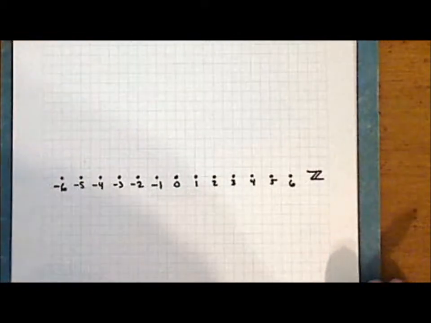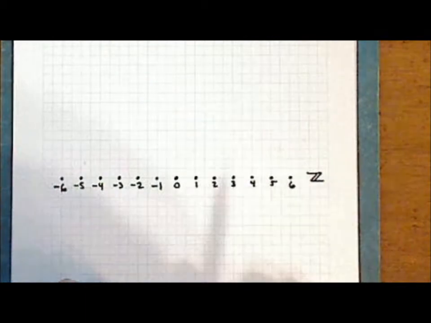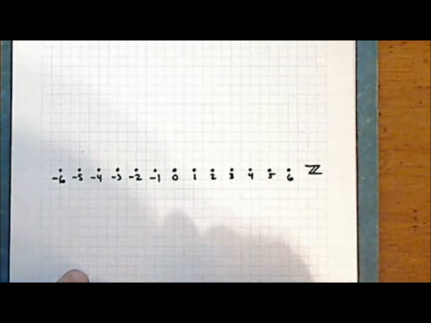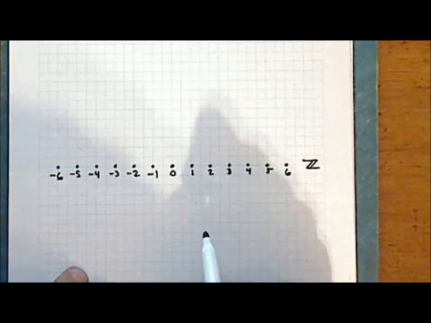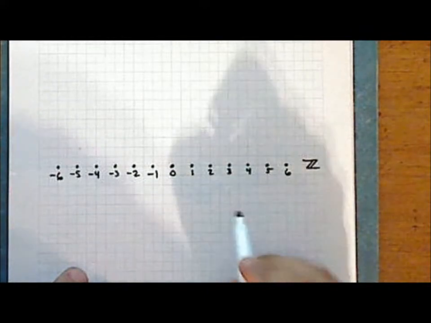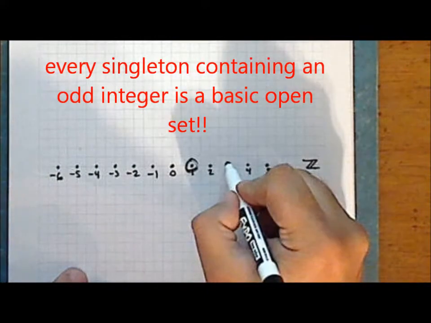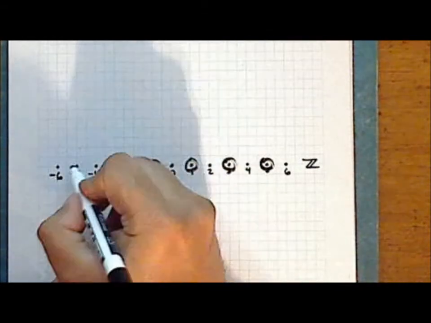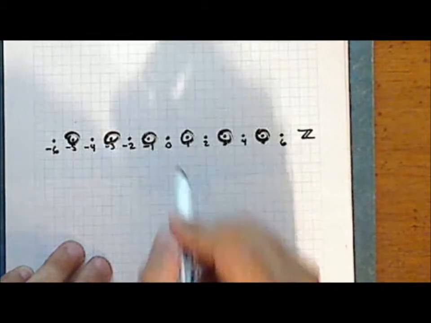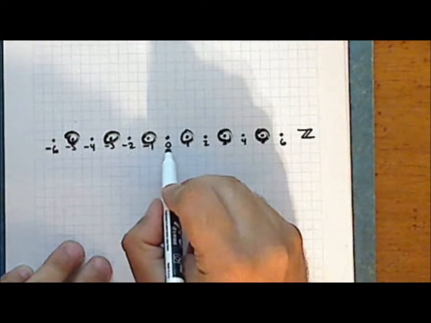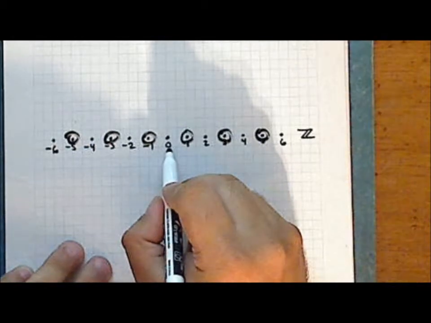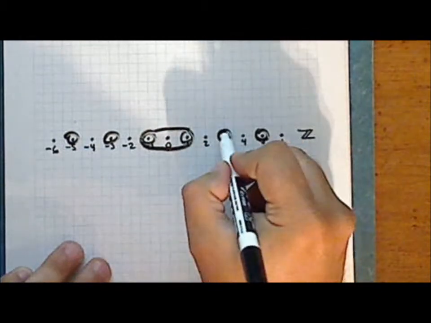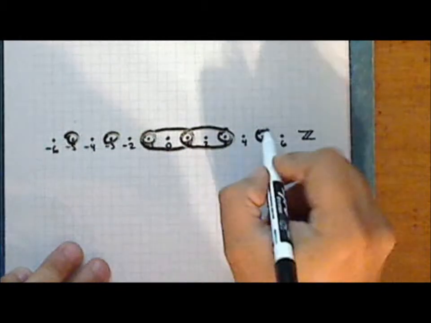So now we're going to look at the digital line, and we're going to look at the basis elements, the basic open sets, in a graphical way. Now every odd integer is a basic open set, and so using a circle I will indicate that these are basis elements. Now every 3-point set containing an even integer is also a basis element, and so I'll indicate that this way.